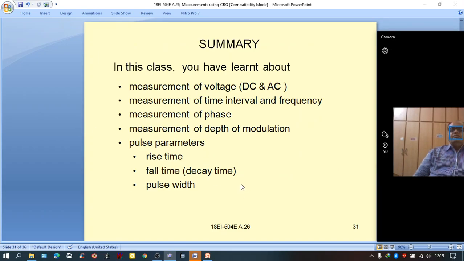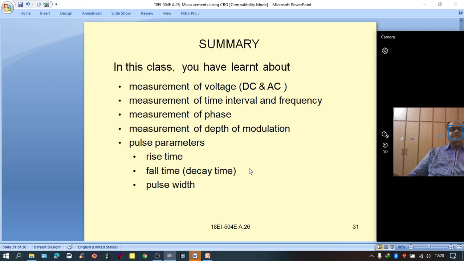So this is all about various measurements using CRO. We have seen measurement of voltage, either DC or AC, measurement of time interval and frequency, measurement of phase, measurement of depth of modulation, measurement of pulse parameters such as rise time, fall time, pulse width, delay time, and duty cycle. So that is all about measurements using CRO.